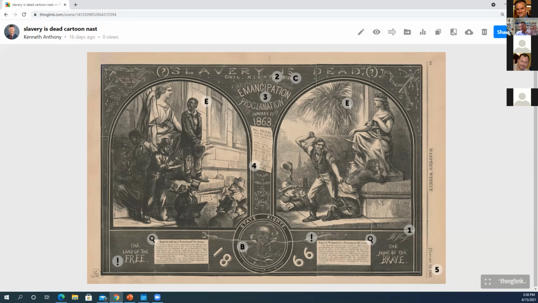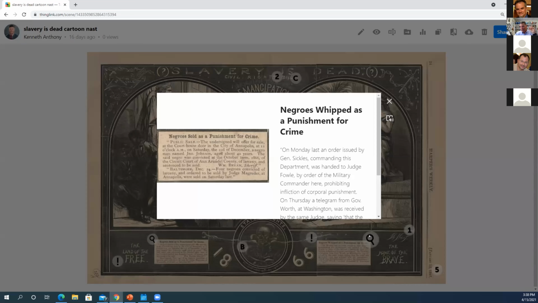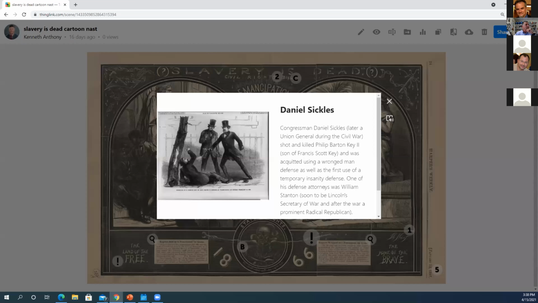What I think is really good, I love history because there are these asides. Daniel Sickles, if you know anything about Daniel Sickles, he was a Union general, but he also was the first person acquitted using the temporary insanity defense. In 1859, his wife was having an affair. He was a congressman. His wife was having an affair in Washington, D.C. He found out about it, and he shot his wife's lover in Lafayette Square there in Washington, D.C., right across from the White House in broad daylight in front of witnesses.